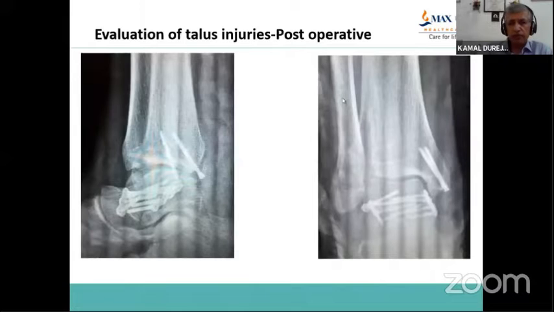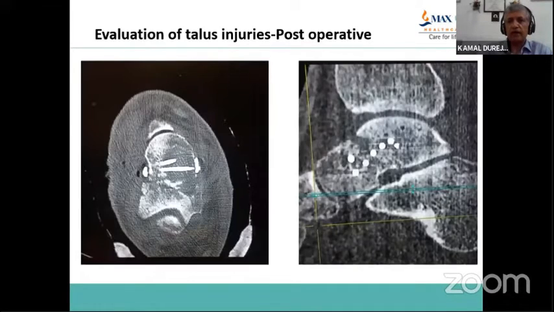So a simple post-operative examination by X-ray sometimes doesn't give you very good information on how good your reduction is, but a CT scan assessment tells you that yes, you have been able to reduce your talus quite well, and the shape is restored, the subtalar joint and ankle joint are looking good. So CT assessment post-operatively and pre-operatively both for these kind of comminuted talus injury becomes very important.